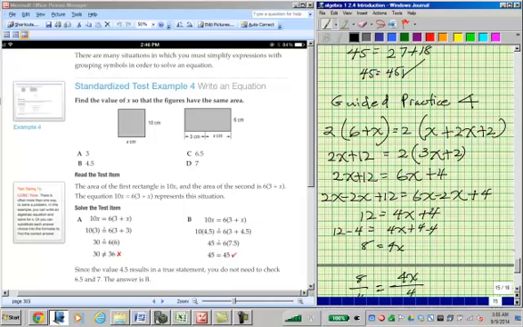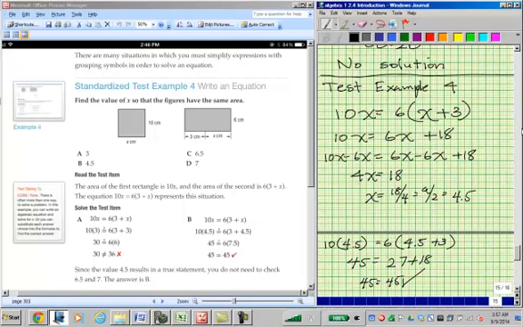Guided practice number 4. So let's see what this is. Okay, find the value of x so the figures have the same perimeter. So 2 times x plus 6. Okay, so there's 2 sides that measure 6, and there's 2 sides that measure x, so it's 2 times 6 plus x equals 2 times x plus 2x plus 2. So there's one side that's 2x plus 2, there's another side that's 2x plus 2, and there's 2 sides that are x. I just could have written them as 2 times 6 plus 2 times x.